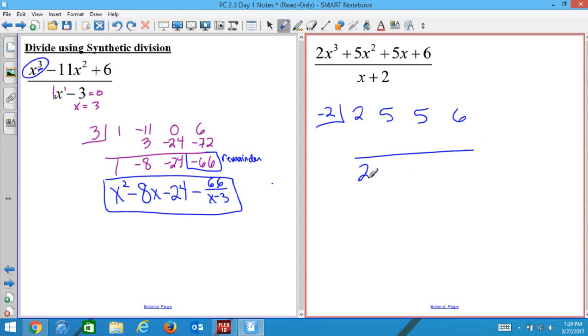Then you start multiplying and adding. Multiply 2 times -2, -4. Add the 5, 1. Multiply by -2, -2. Add the 5, 3. Multiply, -6. Add the 6, 0.